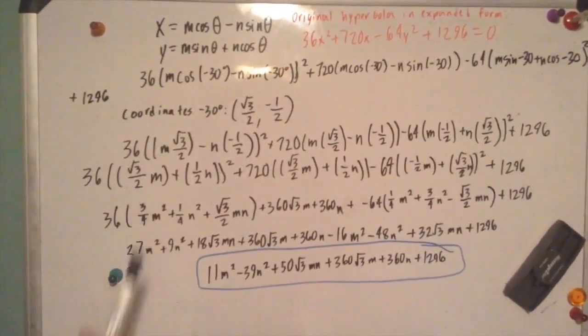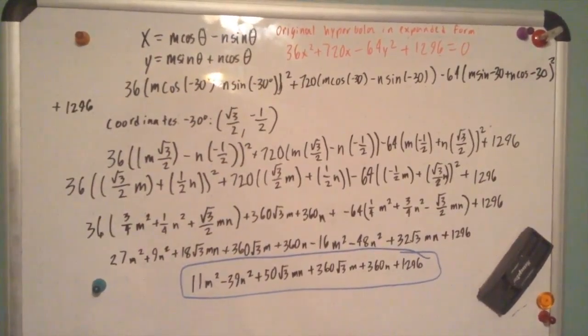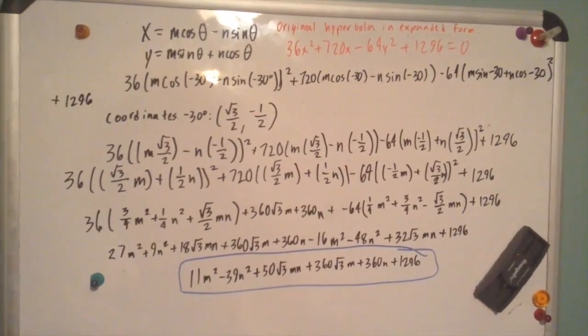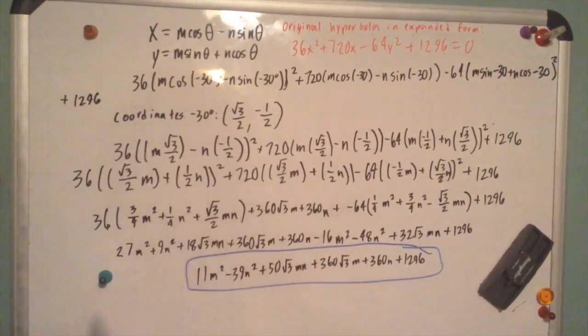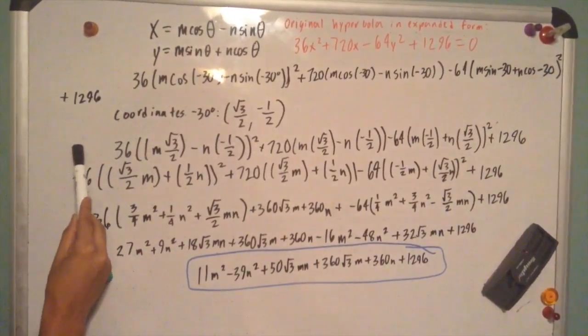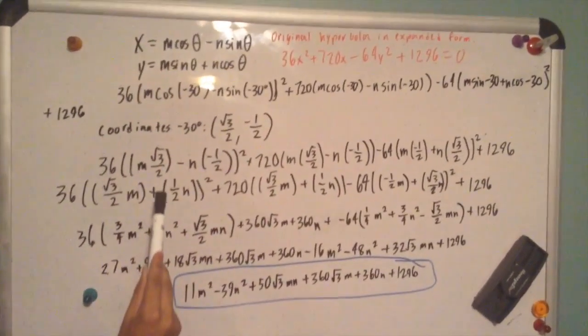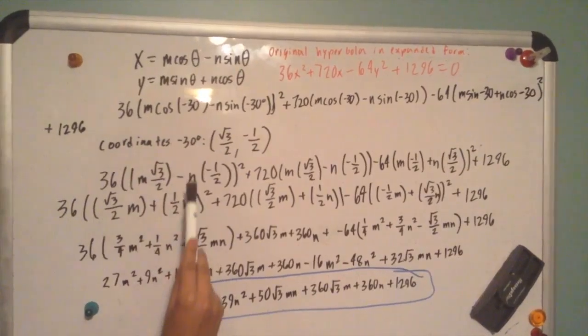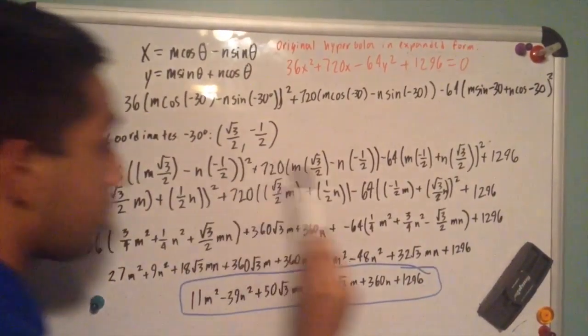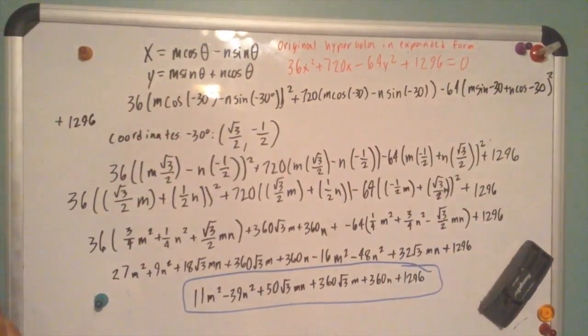And then I found what the coordinates were for negative 30, which are root 3 over 2 and negative 1/2. So cosine is root 3 over 2 and the sine is negative 1/2. After that, I took cosine negative 30 and sine negative 30 and substituted root 3 over 2 and negative 1/2 respectively throughout, whenever I saw my sines and cosines.